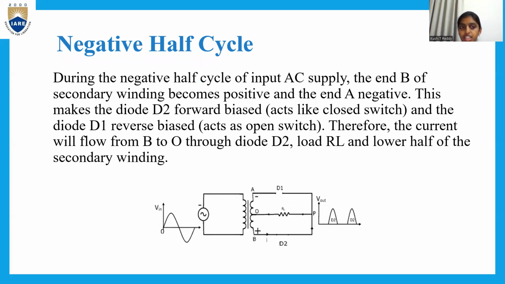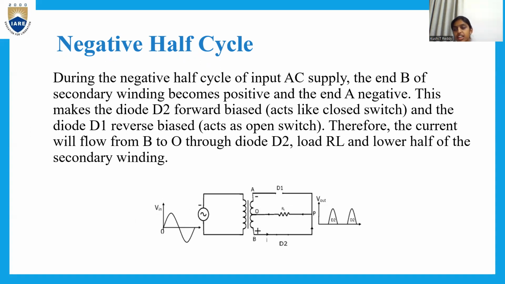So coming to the negative half cycle, during the negative half cycle of input AC signal, the end B of the secondary winding becomes positive and the end A becomes negative. This makes the diode D2 forward biased and acts as a closed switch, and diode D1 is reverse biased, so it acts as an open switch. Therefore, the current will flow from B to O through diode D2, load RL, and the lower half of the secondary winding.